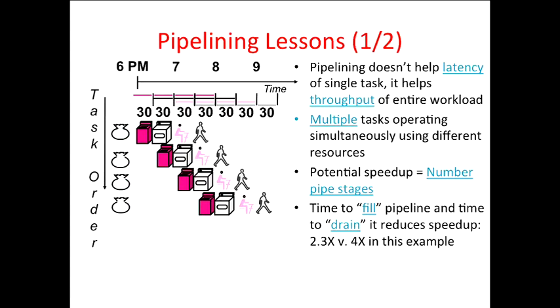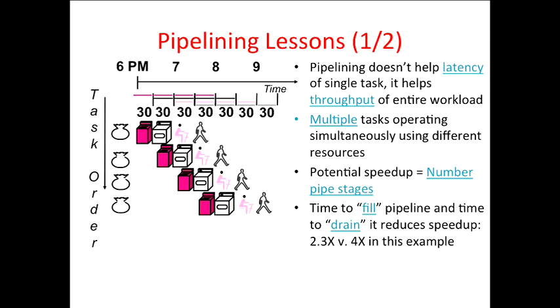Now, some things about this approach, it doesn't help you do any one piece of laundry faster, right? If you got some cute dress you really want to wear that evening, and you got to wait for it to go through laundry, pipelining is not going to help you get your dress washed sooner, right? You have to wait for it to go through these stages, right? So pipelining doesn't help the latency of a single task. So any given load takes just as long as it did before. So latency, the time to finish one thing, hasn't changed.